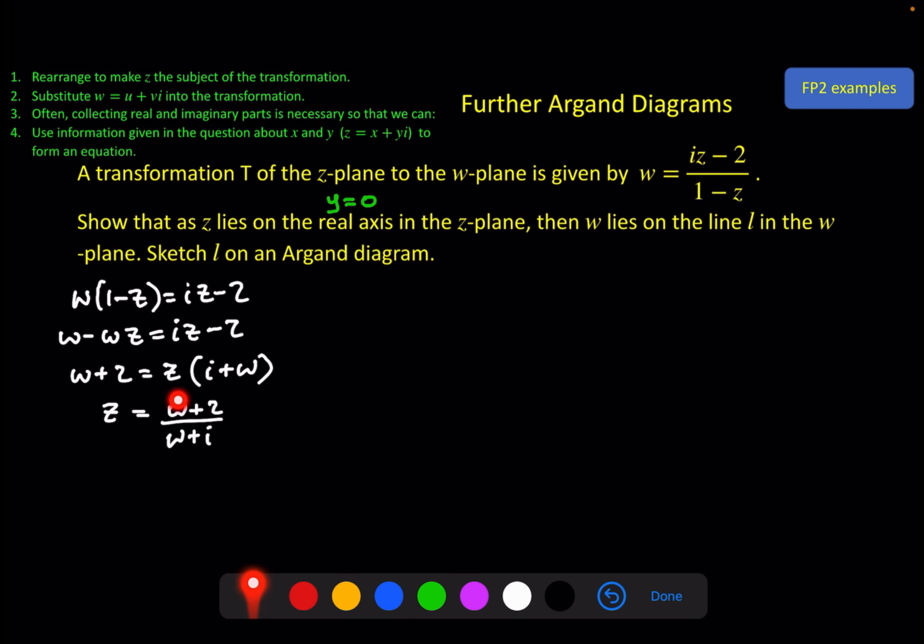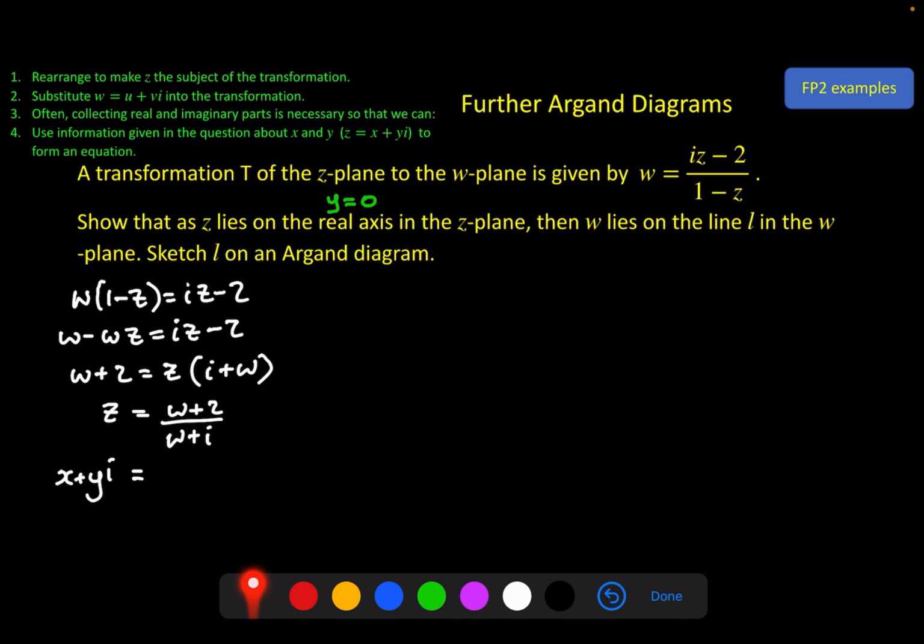Okay, this is where we would normally substitute this into a locus, but we don't have a locus involving z, and we don't even have enough information like we did in the previous example to create one. All we've been able to create is this statement here. But we know that z is x plus yi.